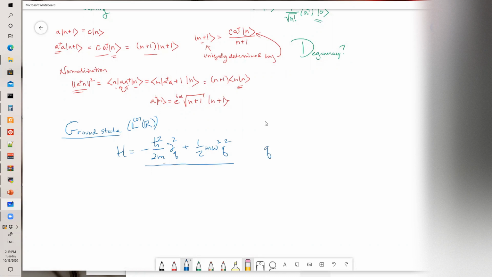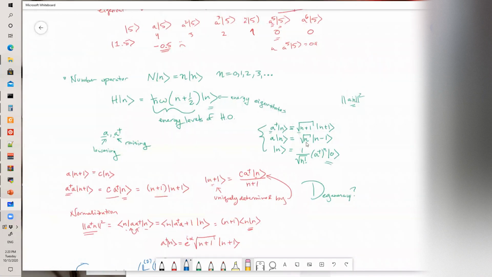You can do the same thing where you rescale things and introduce this new variable u, which is a rescaled position. The momentum piece, the derivative with respect to q, becomes minus i square root of h bar m omega times the derivative with respect to u. Make that variable change, and this becomes 1/2 h bar omega times minus d squared du squared, just writing out this derivative now, plus u squared.